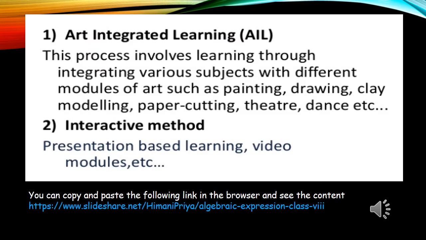The methods we'll be using for learning this chapter: the first one is art integrated learning, which is commonly known as AIL. The process involves integrating the various subjects with different modules of art, such as painting, drawing, clay modeling, paper cutting, etc. But here we'll be using drawing and paper cutting, and that part we'll be doing in math class, and we'll be using the interactive method also.